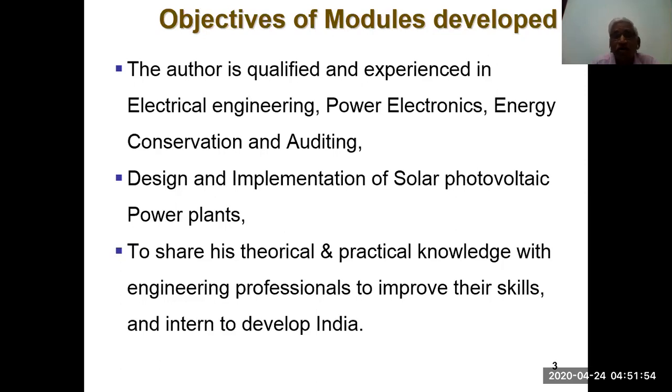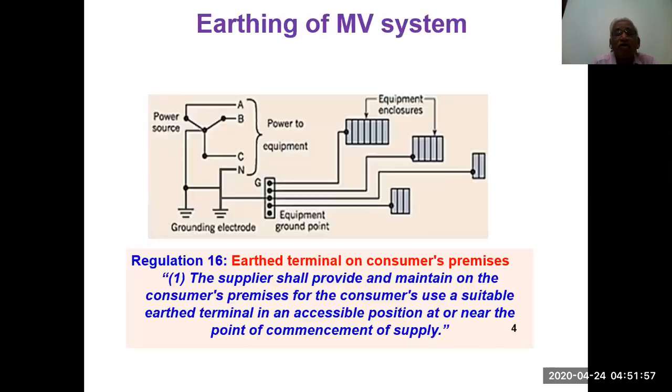in turn develop India. Now, think of LV systems; the diagram is very clear in this. Regulation 16 says at the terminals of the consumer's premises, whatever you are seeing on the left side is the power source, supplying power to the equipment, and the right side is all the equipment, along with the three phases, R, Y, B, here represented as A, B, C. You have to extend a neutral and a ground wire also to the customer.